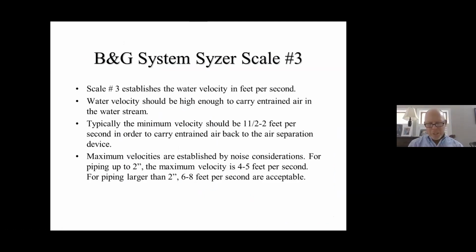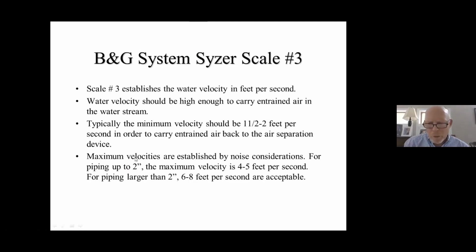Scale 3 actually works with scale 2. And scale 2 is the pressure drop, friction loss in feet per 100 feet. Scale 3 establishes how fast the water is moving. What's the velocity in feet per second? And we have kind of two criteria. We want it to be fast enough, high enough to carry any kind of entrained air that might be in the water stream. So typically on the low side, when I pick a pipe, I want to make sure it's not any slower than 1.5 to 2 feet per second. And then on the high side, I have kind of two different criteria.